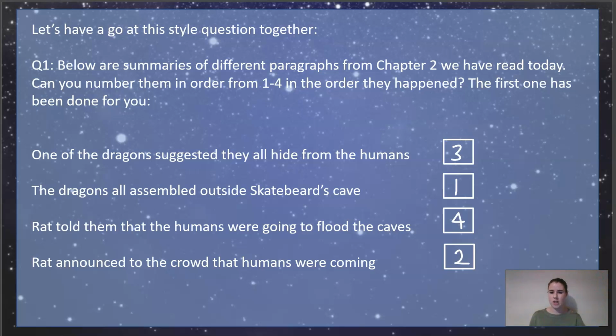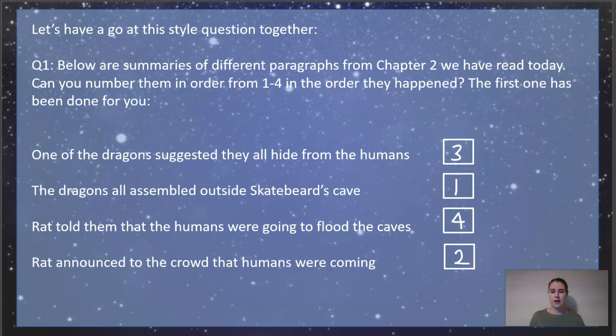Now, I know that this one's going to be number 4 because I've now done it in the correct order, but I'm just going to double check. I need to check that nowhere on those 2 pages has Rat mentioned anything about the humans flooding the caves. But if I now turn over onto page 8, we move into some more detail. At the bottom of page 8, Rat fiddled nervously with her whisker. It was no fun bringing bad news. "They're going to flood the valley," she replied, her voice faltering. So we know the next part there is that Rat announces to everybody that the humans are going to flood the caves.